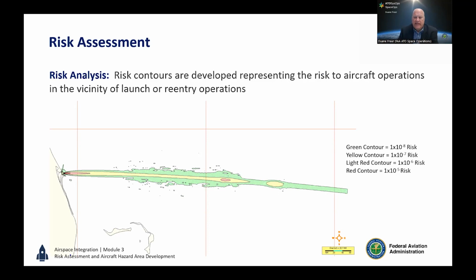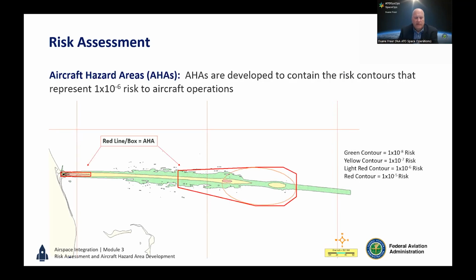Once we receive these in air traffic, we also receive what is called aircraft hazard area. And those are the volumes of airspace that protect the regulatory requirement of 1 × 10⁻⁶. So you'll see some outlined areas in red. Those are the AHAs.